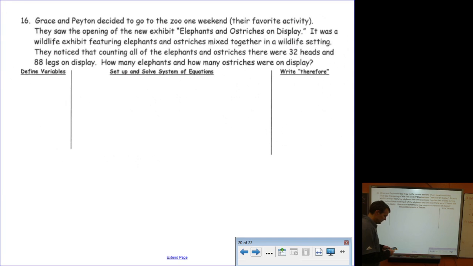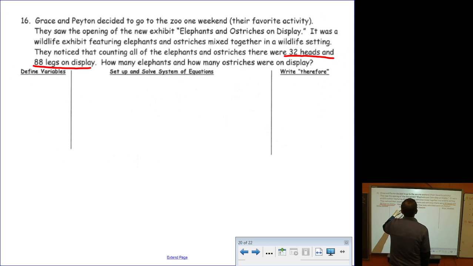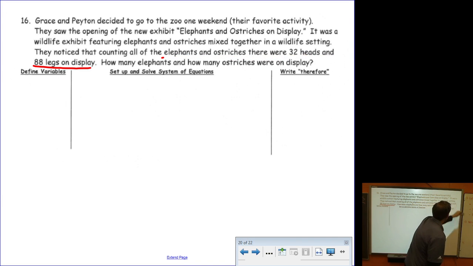All right, that takes us to Grace and Peyton going to the zoo. They saw the opening of elephants and ostriches on display. Quite the display, I might add. It was a wildlife exhibit. All right, here we go. They noticed that counting the elephants and ostriches, there were 32 heads and 88 legs. All right. You know what? That's not quite what I want to do.